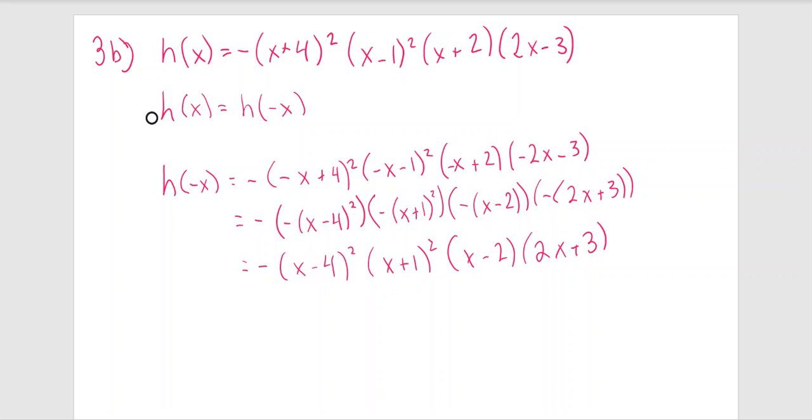So just looking at this and comparing to this, these do not match up, right? If they were identical, so a minus, a plus, a minus, and a plus here with a negative out in front, that would mean that it would be odd. But in this case, it's neither. Okay, hopefully that helps.